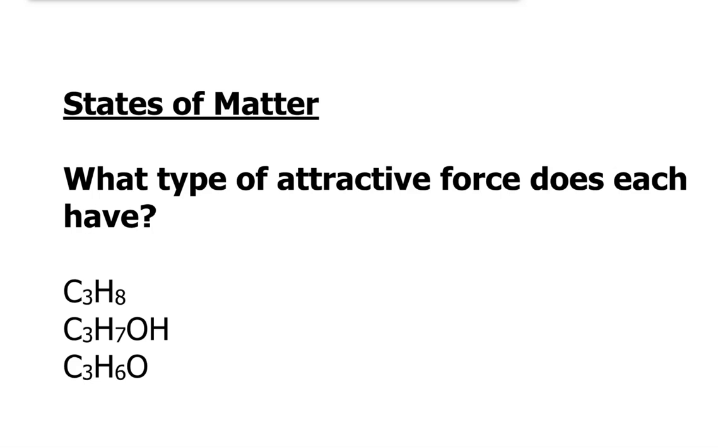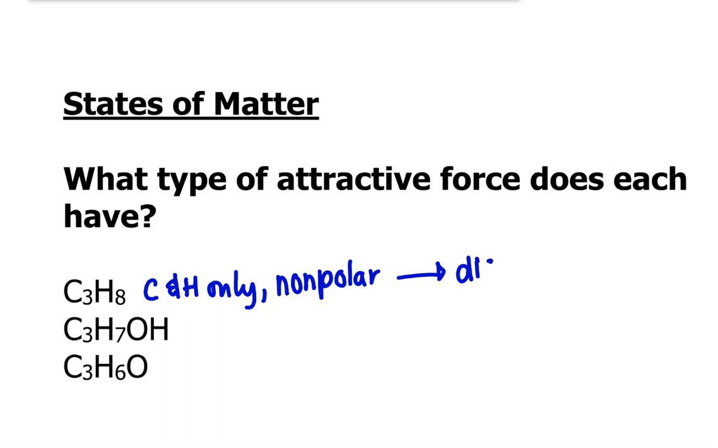You need to be able to look at a chemical formula and decide what type of attractive forces that compound will have. The first one is a hydrocarbon. This one has carbon and hydrogen only, and so all of its bonds are nonpolar. So the whole molecule overall is nonpolar, and so that means that its attractive forces are just the dispersion. Dispersion are the attractions that any atoms have to each other, where the electron cloud gets slightly off center.